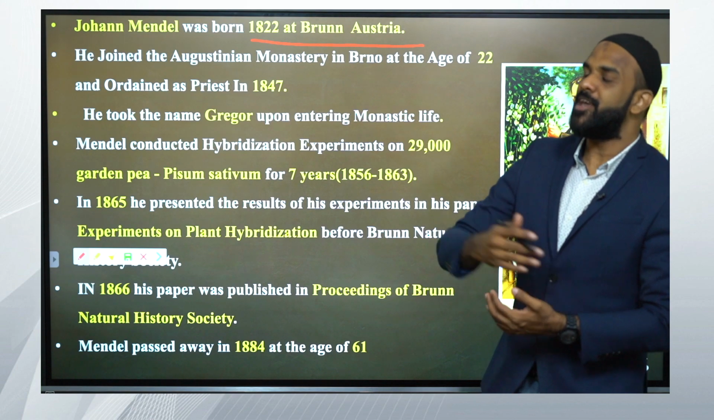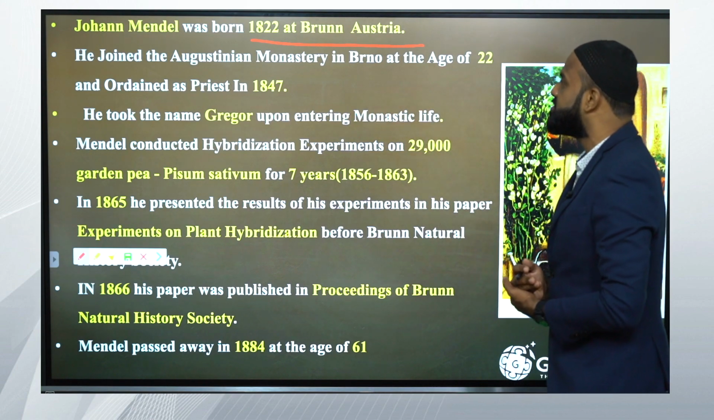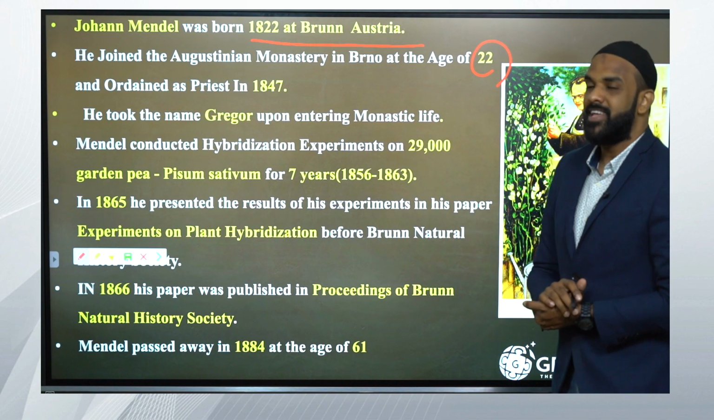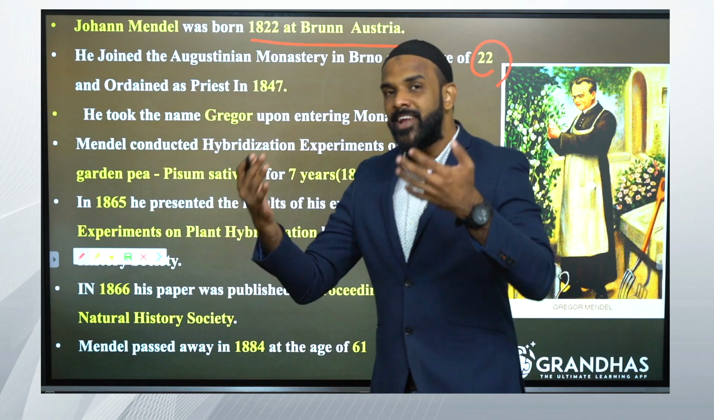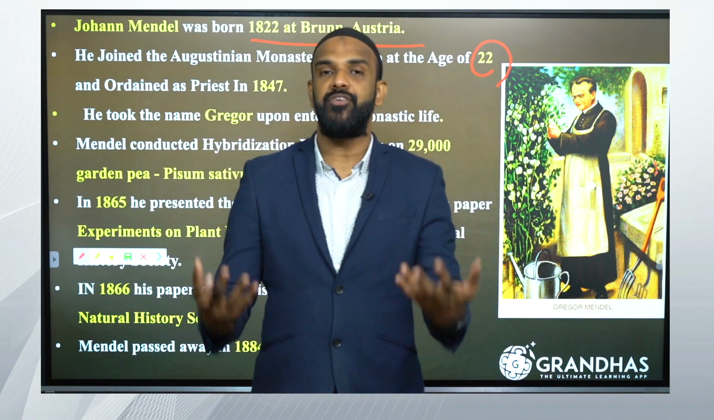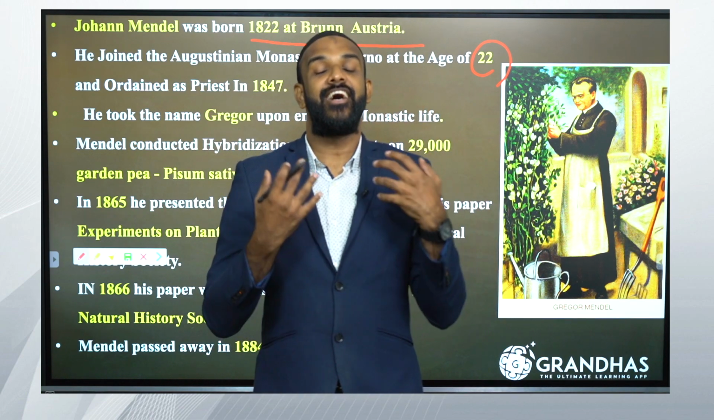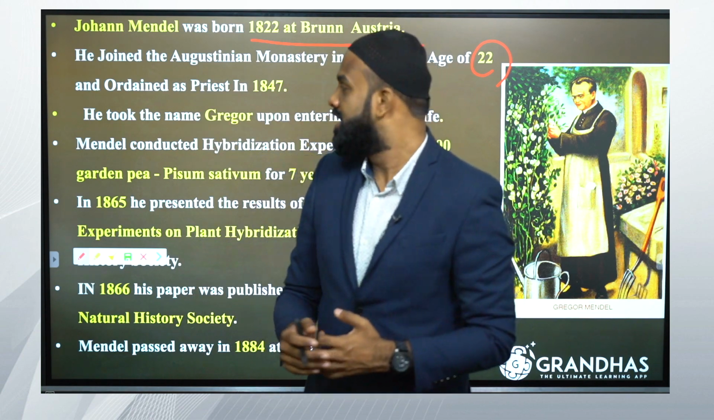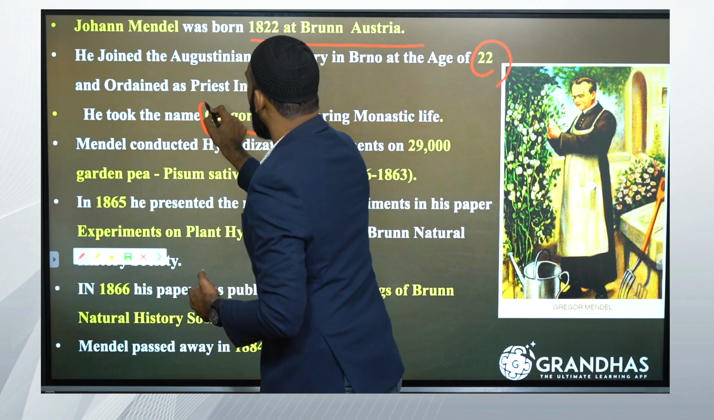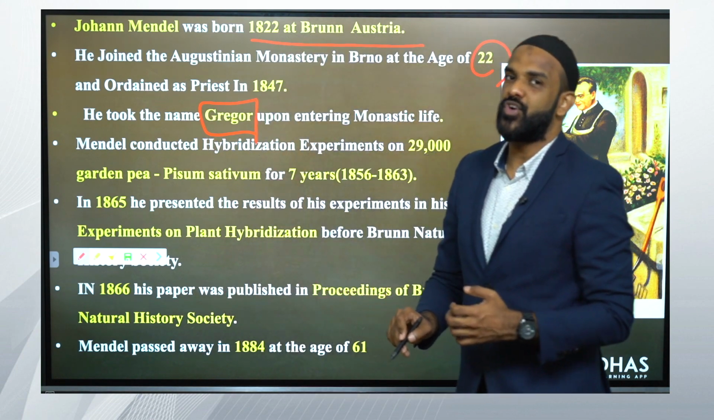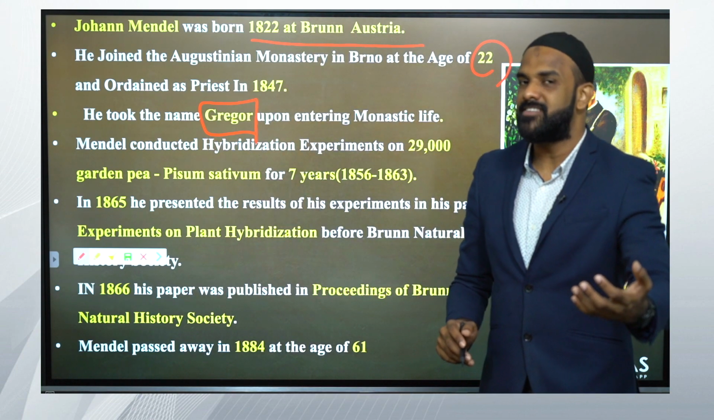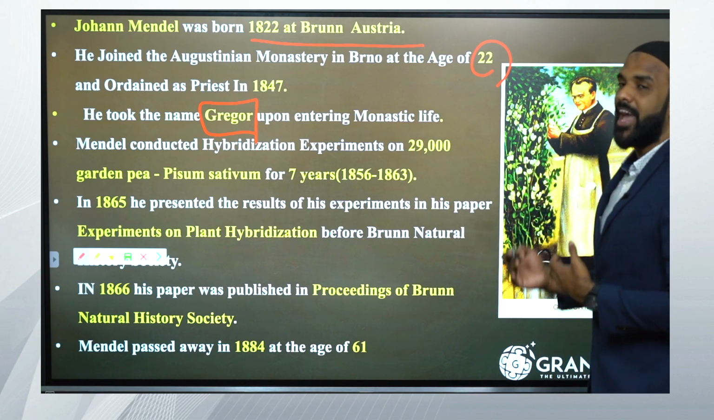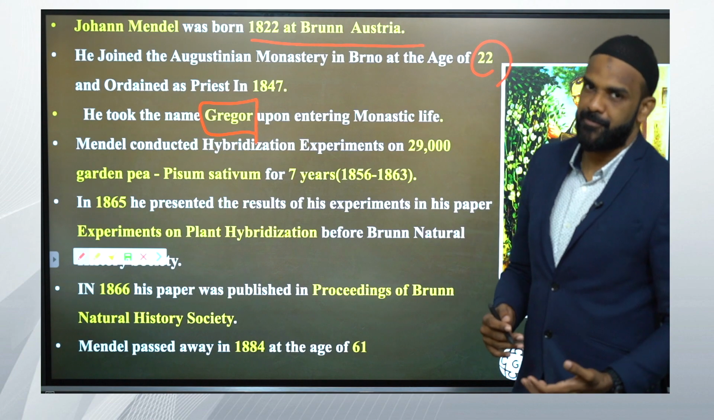And what happened? He joined the Augustinian monastery at Brünn at the age of 22. Now, when he was ordained and became a priest, he had a reverend name in front of his name called Gregor. So his name was Johann Mendel. You know, he took the name Gregor upon entering his monastic life.